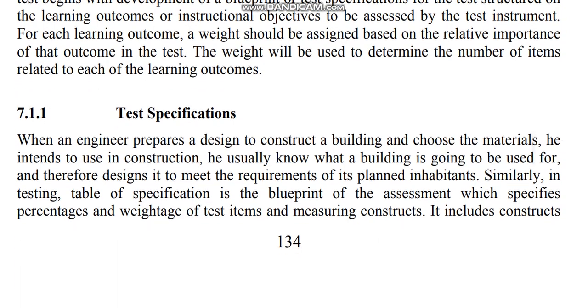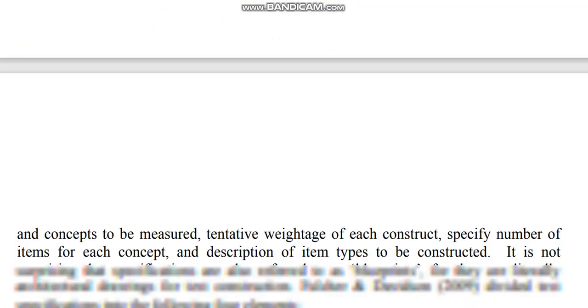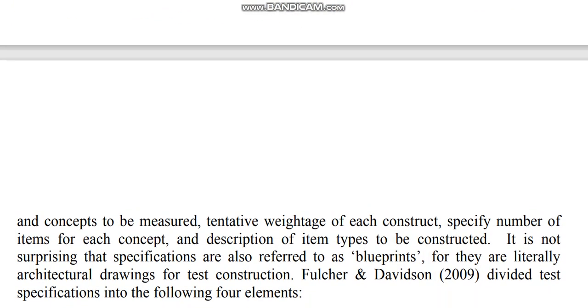It can include the constructs and concepts to be measured, the tentative weightage of each construct, the number of items for each concept, and a description of the item types to be constructed. It is not surprising that specifications are also referred to as blueprints, for they are literally architectural drawings for test construction.